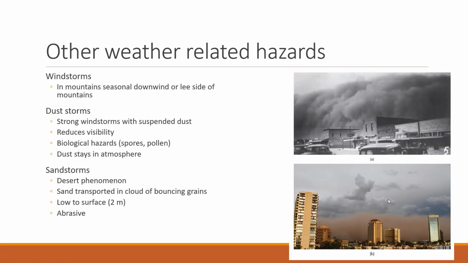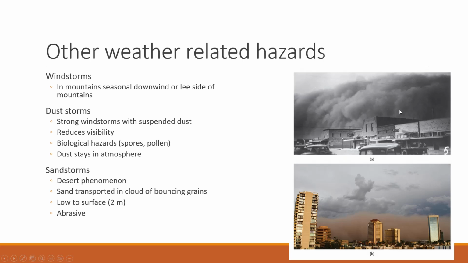We can also have windstorms. So this happens in mountains, seasonally on the downside or lee side of the mountains. So this is basically where we only have wind. We don't have any clouds forming. We can have dust storms. Dust storms are when windstorms pick up suspended dust. They reduce the visibility. They can pose a biologic hazard, so we can have spores and pollen within that dust. The dust can stay in the atmosphere for a very long time.